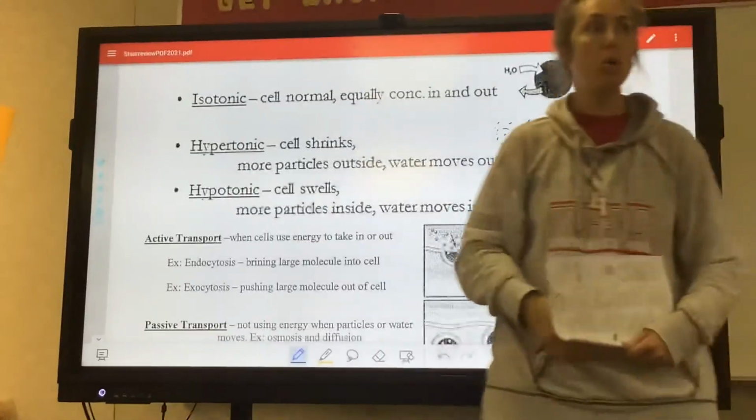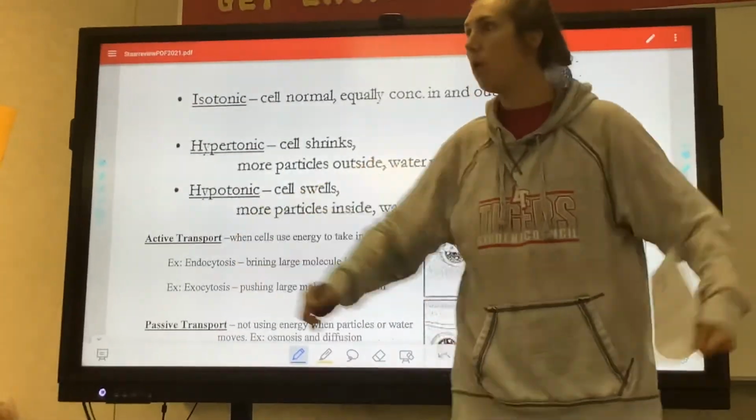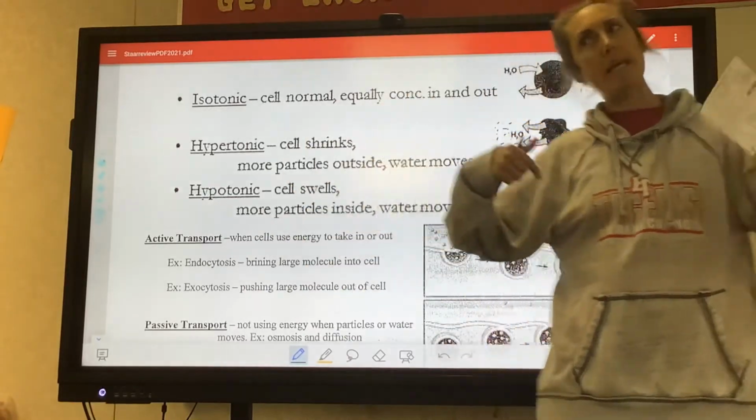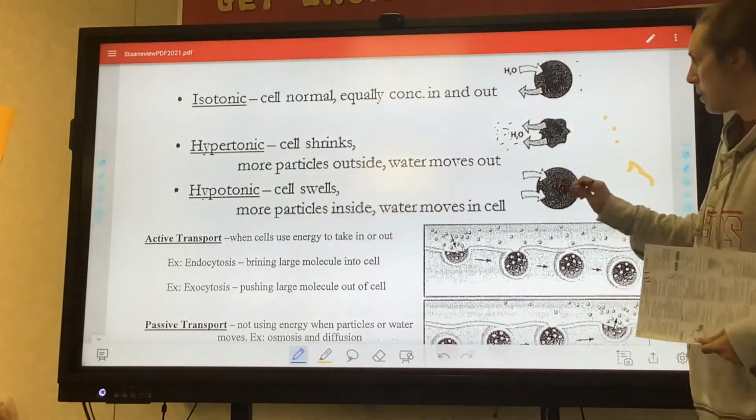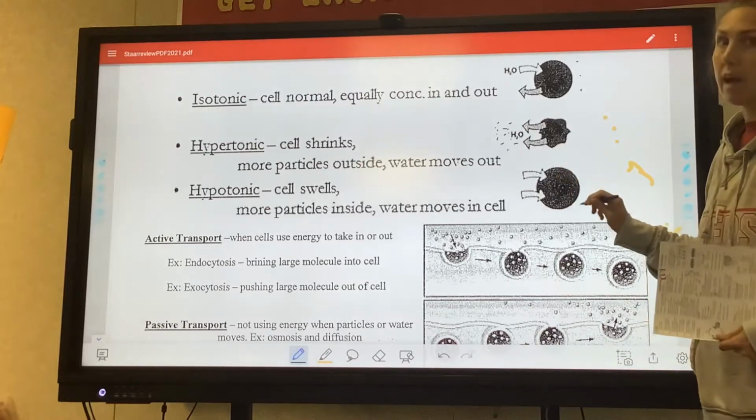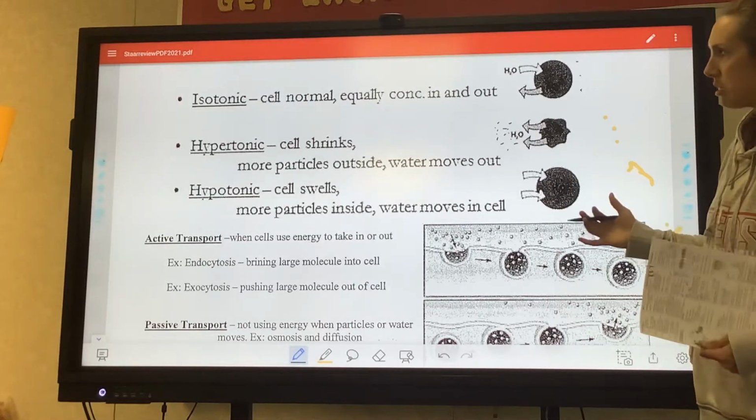Then you got hypotonic, hypo, like a big fat hippo. Why would something come in and make it swell? There must be a whole bunch of particles on the inside, okay? So you got your 3 situations.